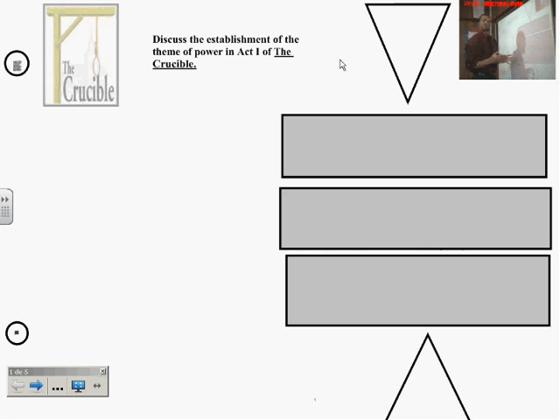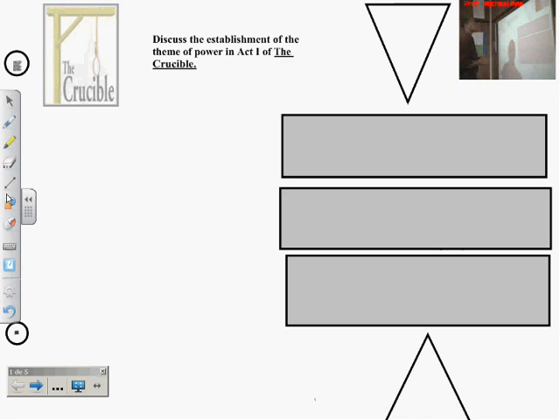So, let's start. First of all, the introduction. You look at the question: discuss the establishment of the theme of power in Act 1 of the Crucible. Now, obviously, you're going to be looking at only Act 1, and you have to think to yourself, how can I organize my introduction, and how can I organize my essay? You will probably go through a short time in which you will brainstorm your ideas, and then you'll come up with some kind of introduction.